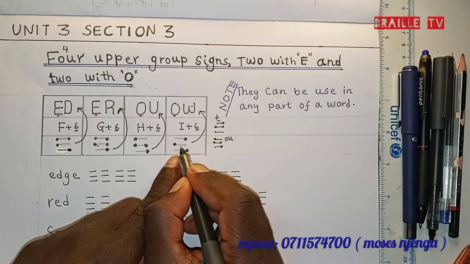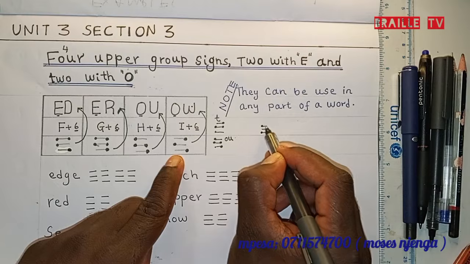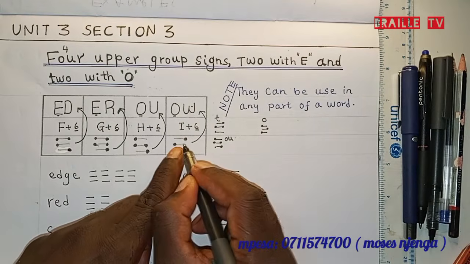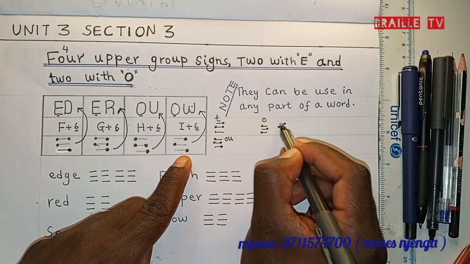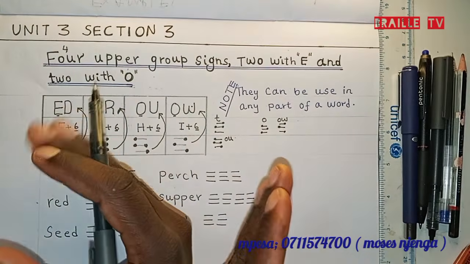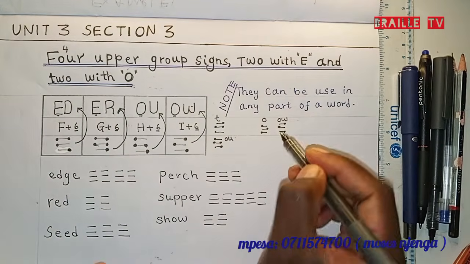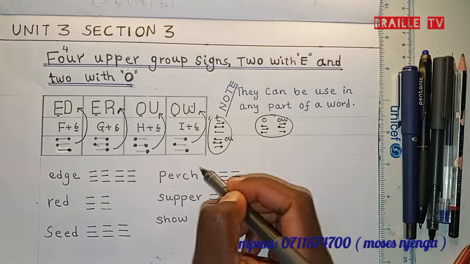Again, letter O. Letter O, we said, is written like this, okay? This is letter O. But OU is the opposite of letter O. So this is OW. You can see now they are opposite, but sometimes they confuse. So get the difference of these two and these two, right?